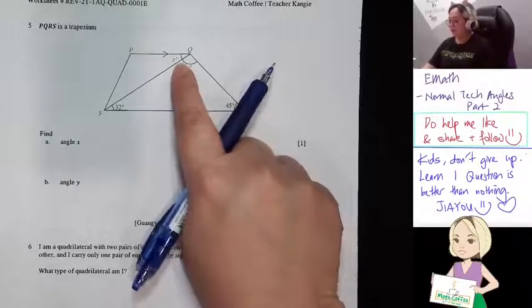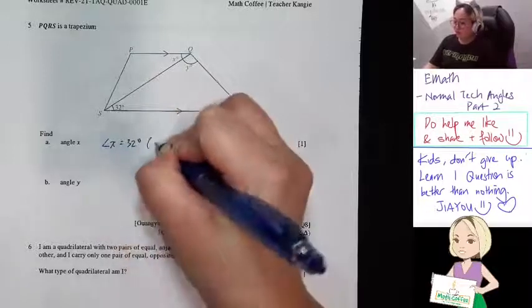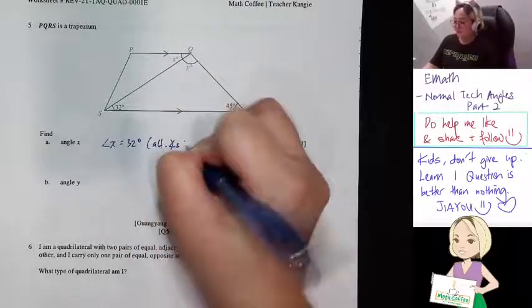Okay, angle X here, Z. So angle X will be equal to 32 degree. It is alternate angle again. Parallel line PQ.